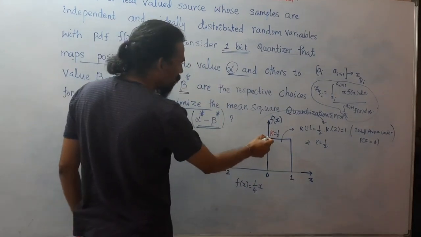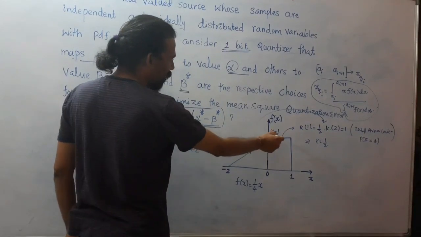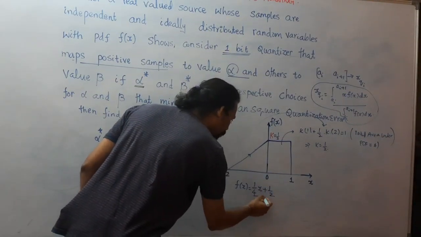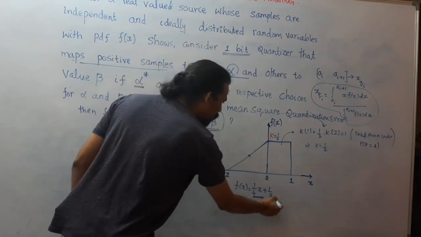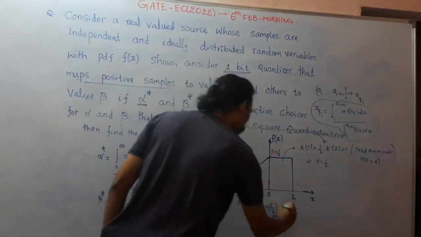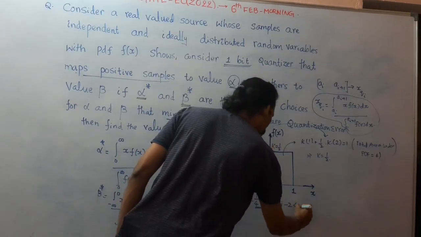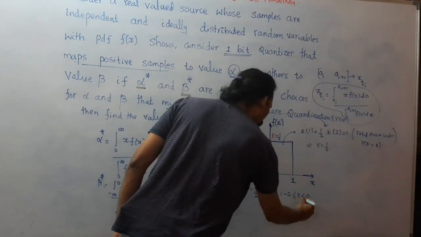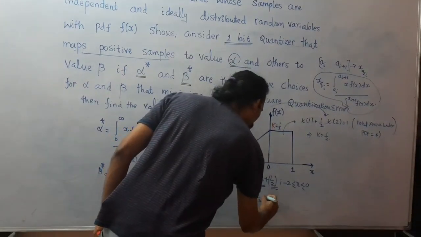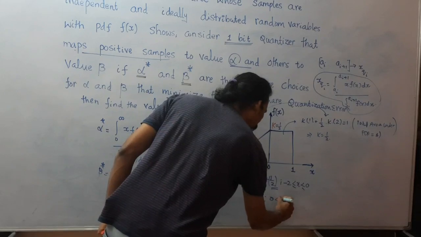And where it intercepts the y-axis, k equal to 1 by 2. So y equals mx plus c, where m is 1 by 4 and the y-intercept c is 1 by 2, for x from minus 2 to 0. Next, the PDF function value equals k, that means 1 by 2, when x is from 0 to 1.